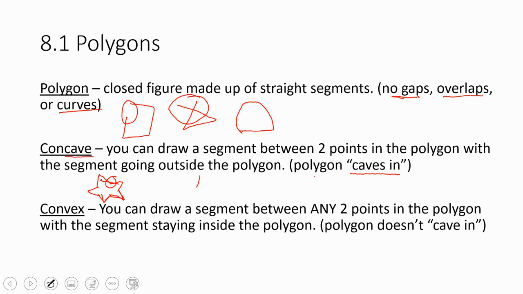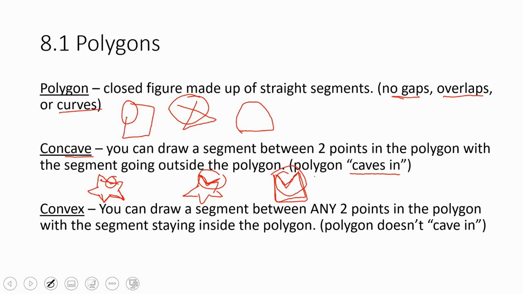Do you see how these are really ugly stars I'm drawing with this? Do you see how it kind of caves in there? Or if you had one like this, it caves in. So that's kind of the easy way that I use to remember that.